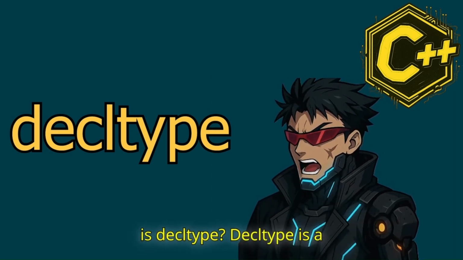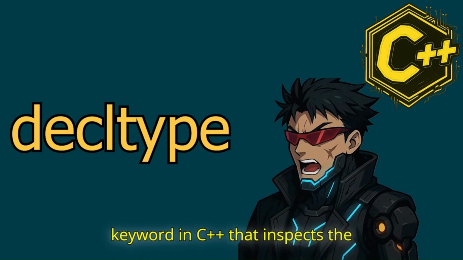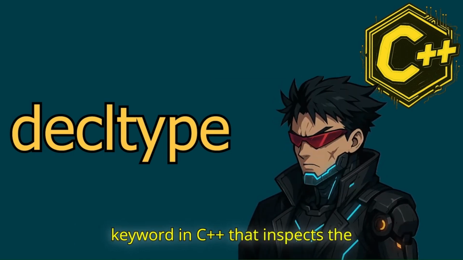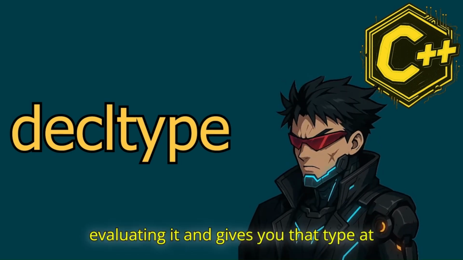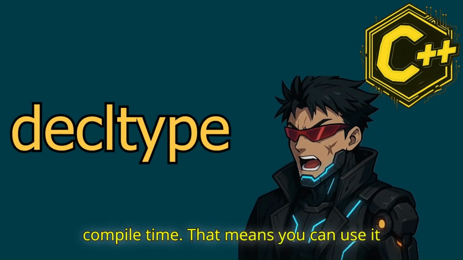What is decltype? decltype is a keyword in C++ that inspects the declared type of an expression without evaluating it and gives you that type at compile time.